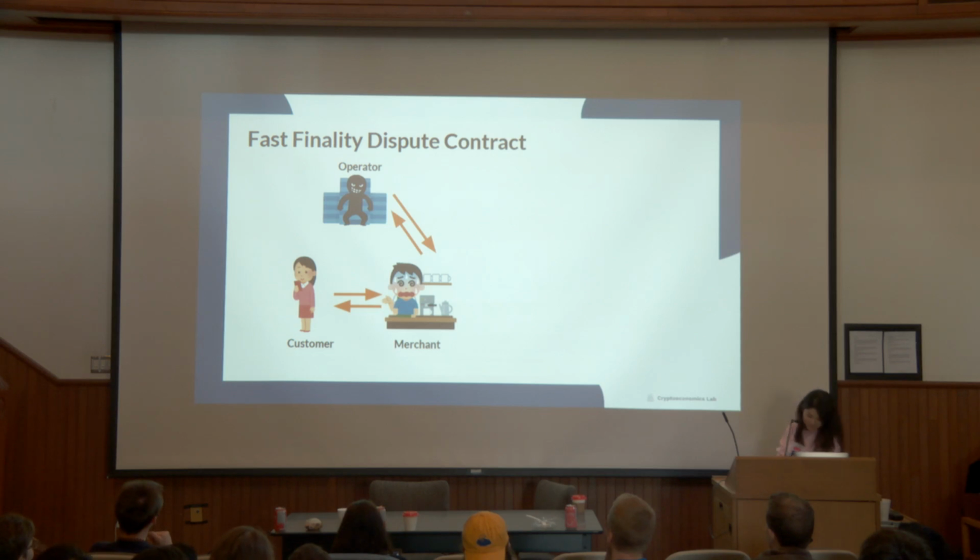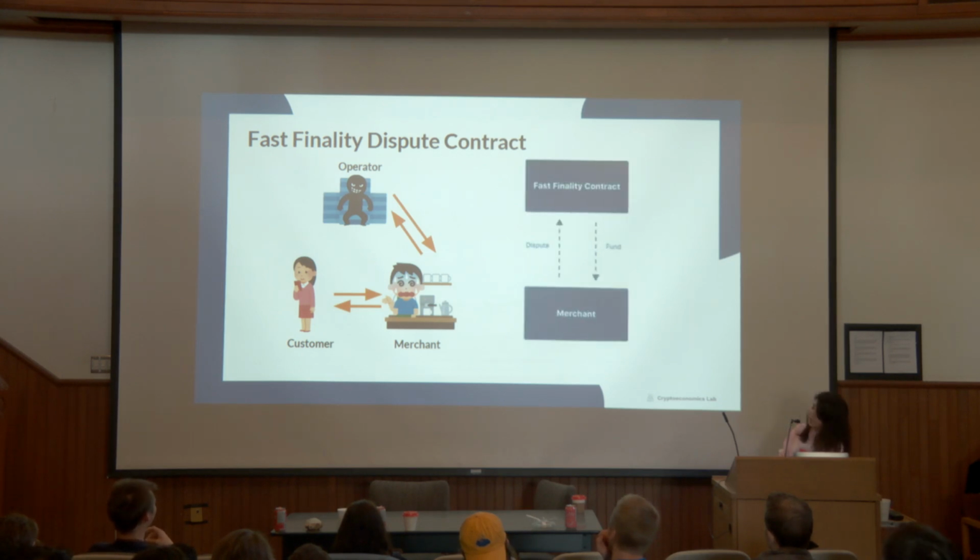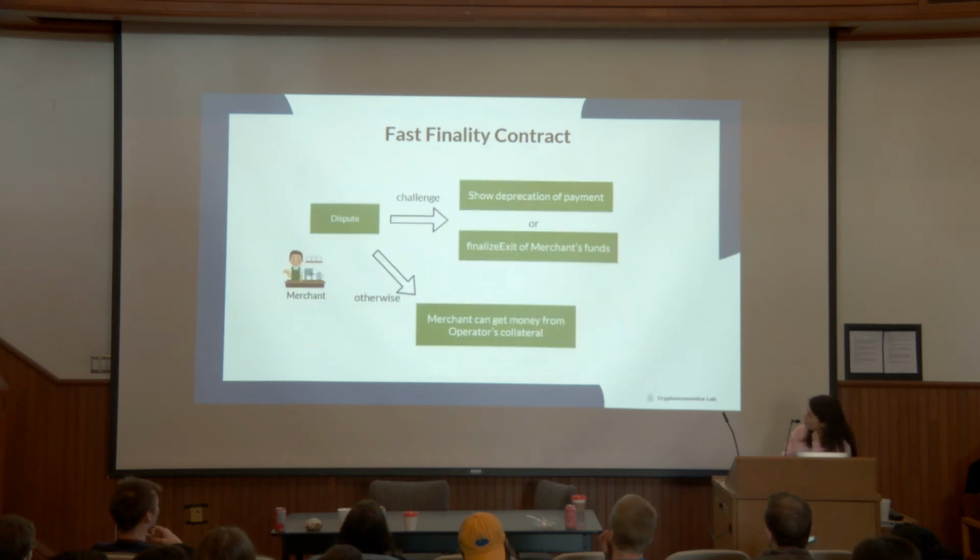But what if the operator was malicious and broke the promise? In that case, the merchant can dispute the operator, claiming to the FF contract that his transaction was not included in the root chain block. This whole dispute scenario is summarized in our GitHub wiki, so please go visit and take a look at it.